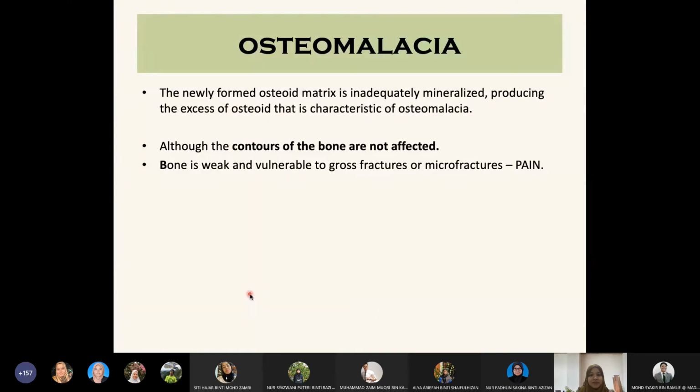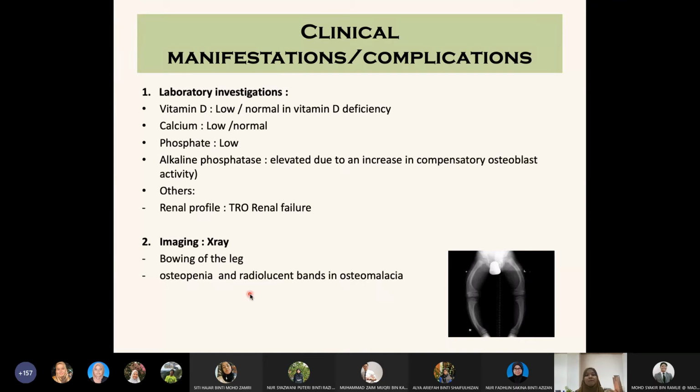Okay, this is what I mentioned before. In osteomalacia, contours are not affected, but the bone is weak and vulnerable to fracture. So they can manifest with pain.